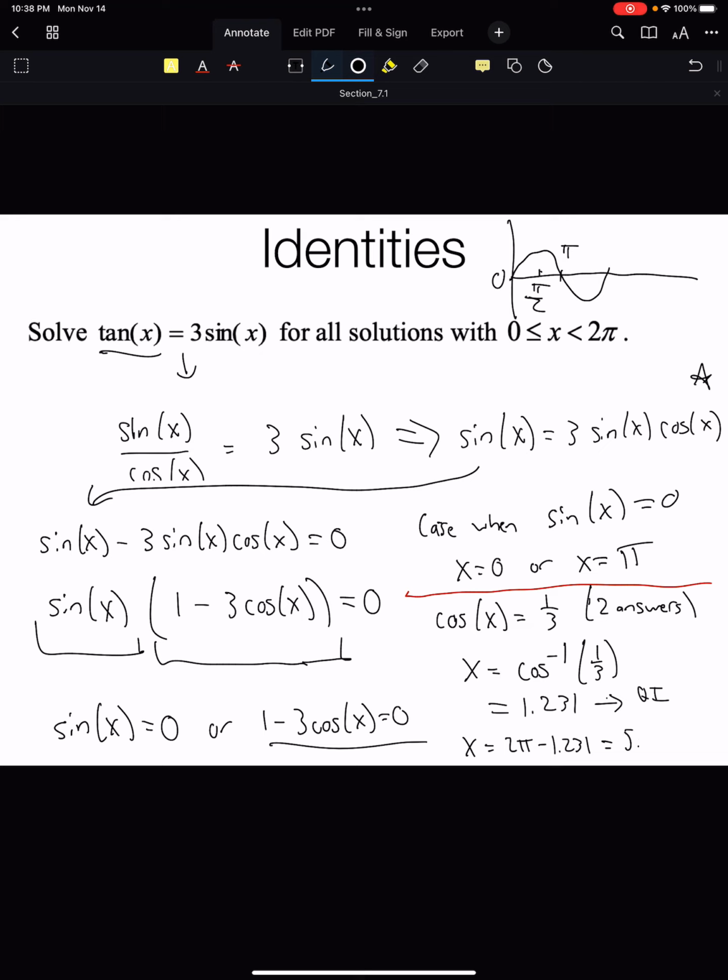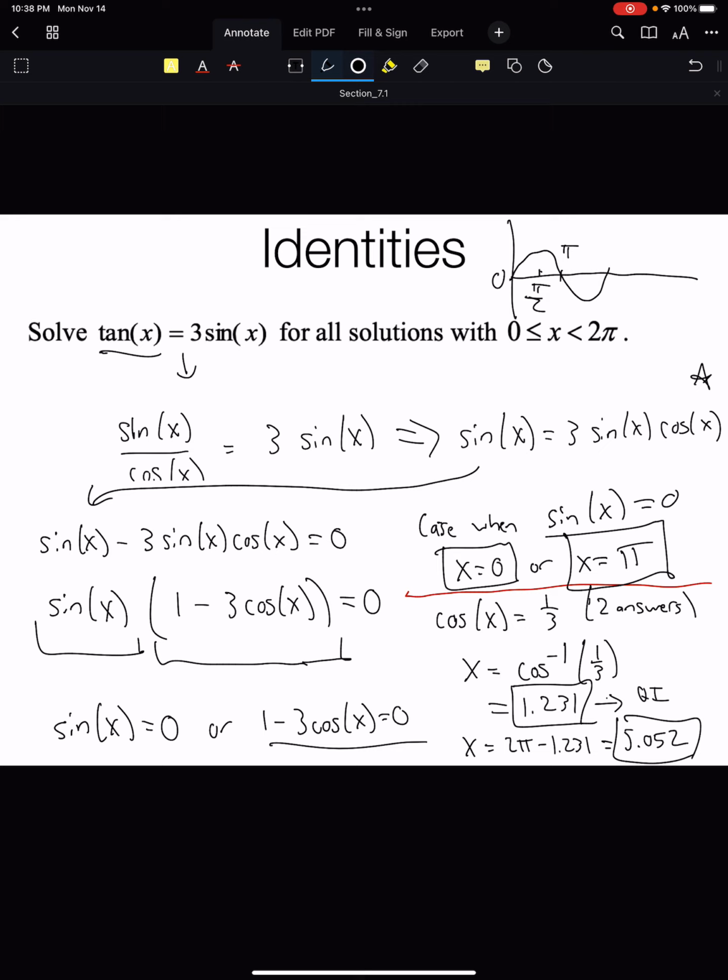5.052. And so it turns out that the four answers for this problem are 5.052, 1.231, 0, or pi.